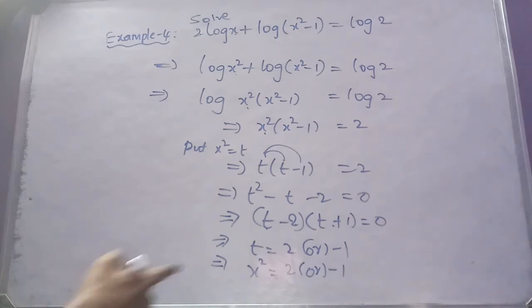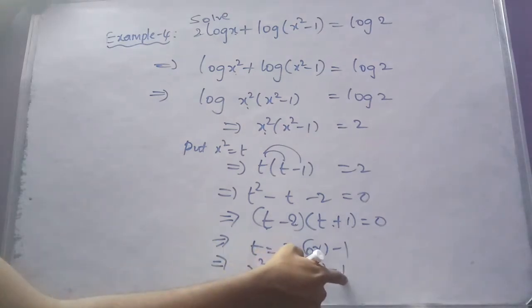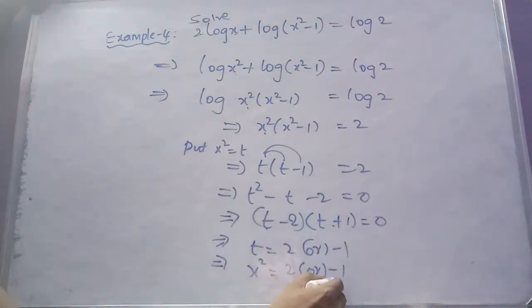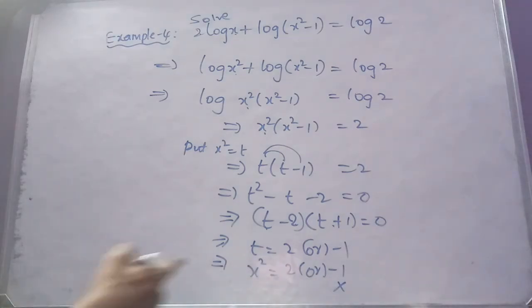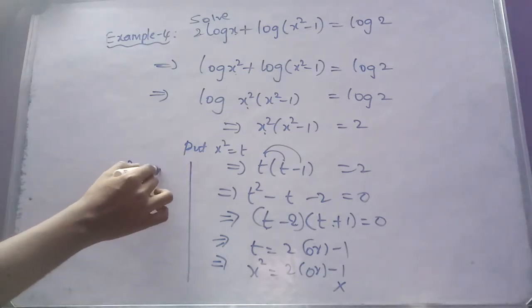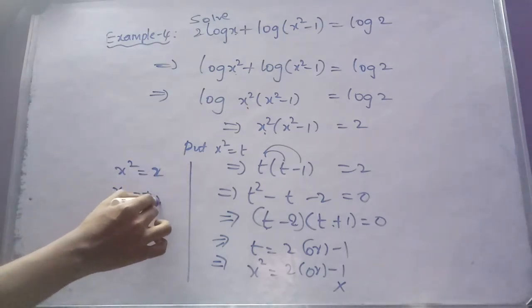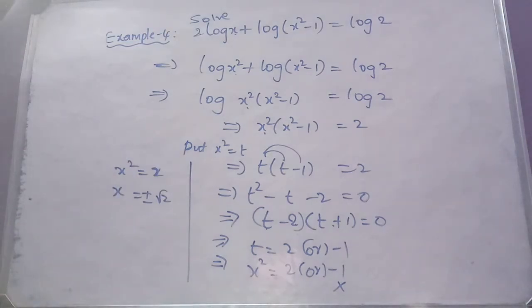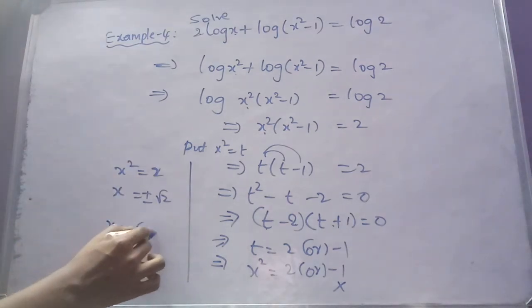We know that for any real number x, x square cannot be equal to minus 1, correct? So this is an extraneous root, remove it. So therefore x square is equal to 2, and if x square is equal to 2, then x is equal to plus or minus root 2. So therefore x is equal to root 2, minus root 2.